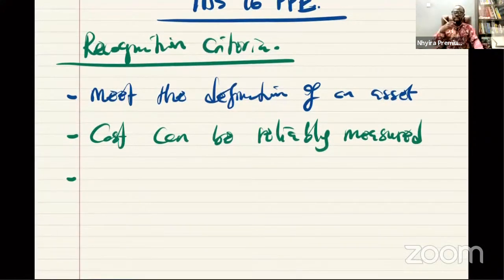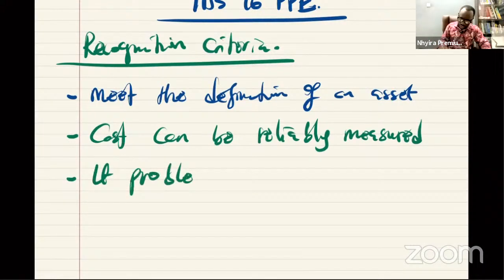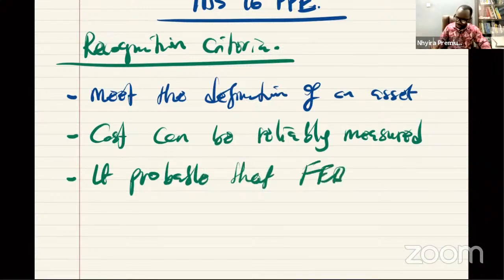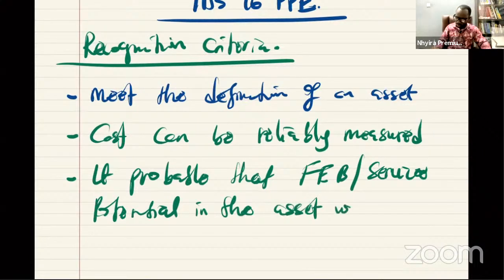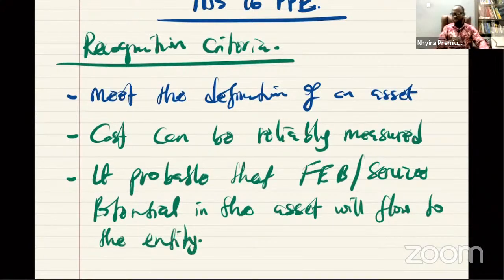Not only that, it is probable that future economic benefits or service potential in the asset will flow to the entity.